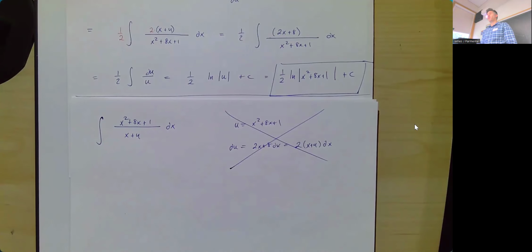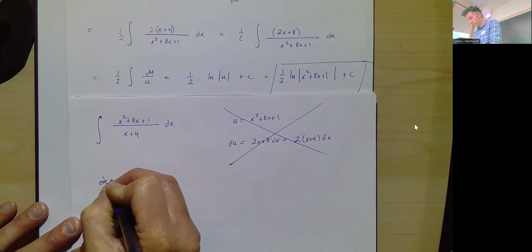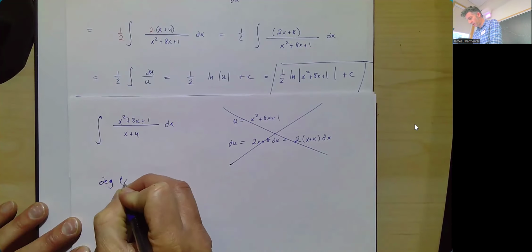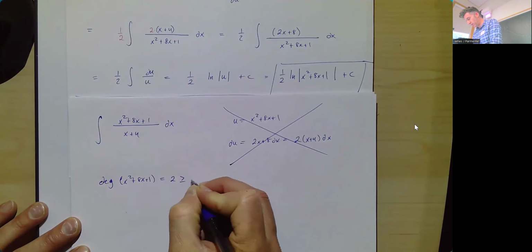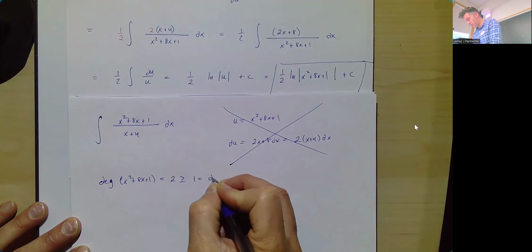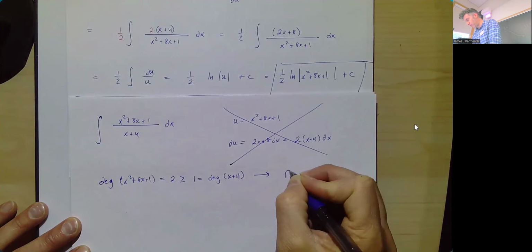Typically, when you have a rational expression like this, where it's a polynomial divided by another polynomial, and the degree on top is greater than or equal to the degree on the bottom, we do polynomial division. So the degree of x squared plus 8x plus 1 is equal to 2, which is bigger than or equal to 1, which is equal to the degree of x plus 4. That means we're going to do polynomial division.